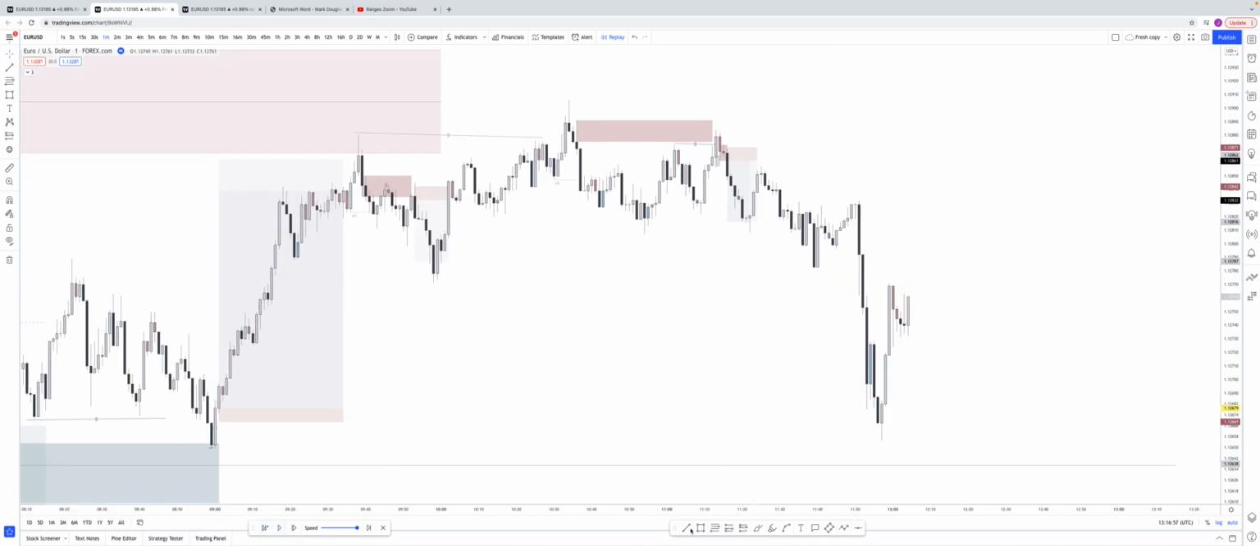And then this is another thing just to point out. If you didn't get in here, we can follow these ranges along. So we've got this supply range, tap back into it, we then break again. We've got this supply range which we tap. We don't fully mitigate it until here. So tap it.